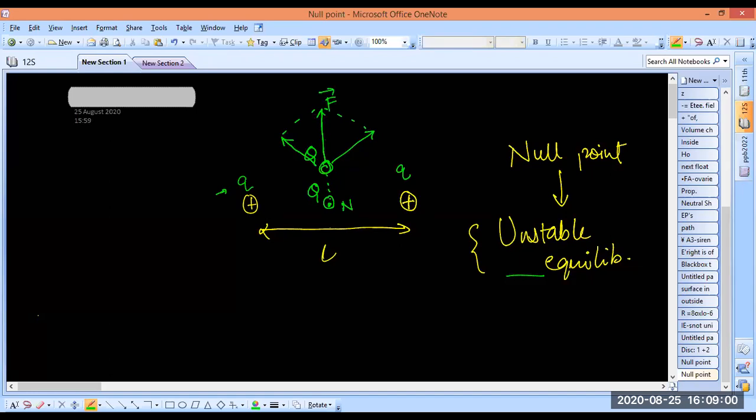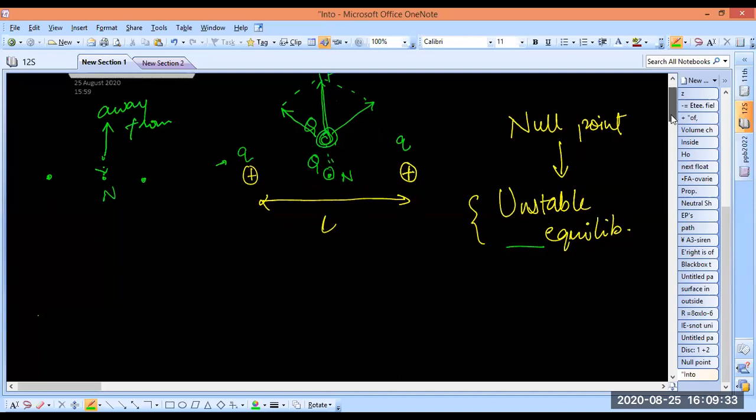You can see we shifted it upwards, right? This is the null point, here is one charge, here is another charge, and we shifted this Q upwards. Then it does not come back. The force on it is not towards equilibrium, but rather away from equilibrium. So that means this is definitely unstable equilibrium. Because if you leave it over here, then because of the force it will just run away, it will not come back to the point N.